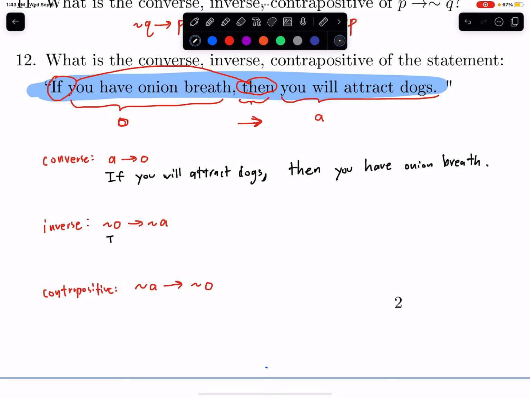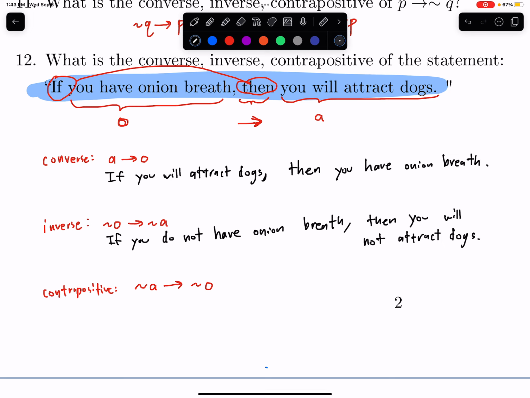The inverse is negation of O. So if you do not have onion breath, then you will not attract dogs. And the contrapositive, if you do not attract dogs, then you do not have onion breath.